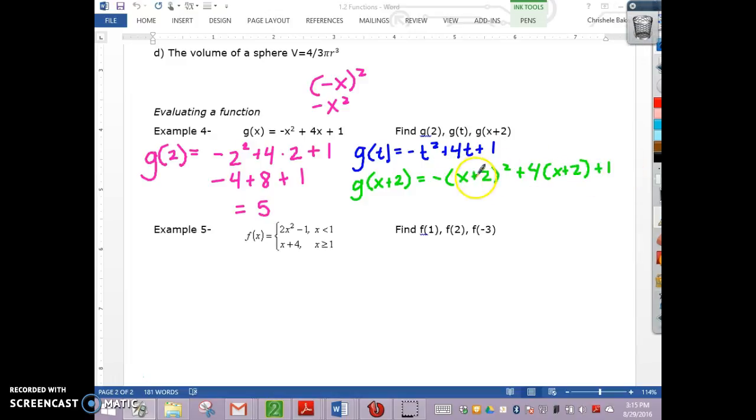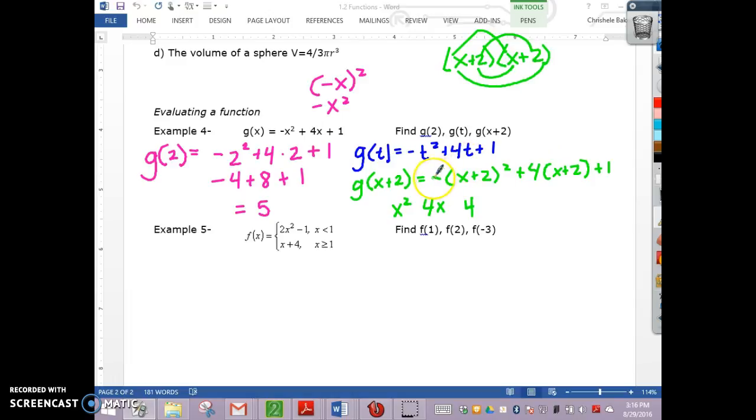Whenever we have a binomial squared, you have to FOIL. So x plus 2 squared, then we'll make it negative. So sidebar over here, x plus 2 squared means x plus 2 times x plus 2. That is x squared plus 4x plus 4. So x times x is x squared, your outside's 2x, your inside's 2x, your last is plus 4.